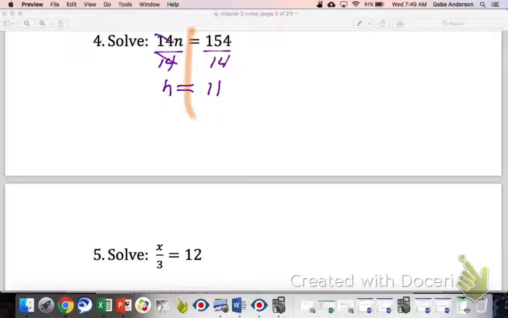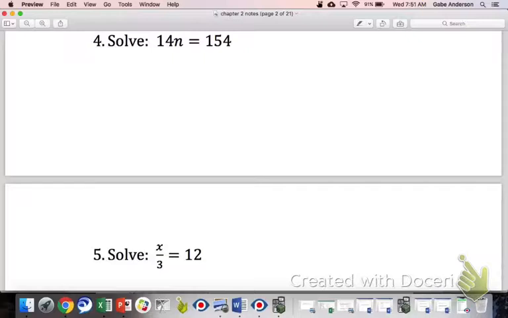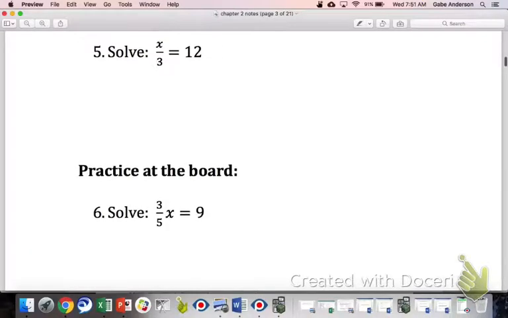This is that property of equality, right? You are allowed to divide both sides by 14. I need to see that. Okay, so make sure you show that. Do you guys have any questions about that one? Okay. Anybody? Okay, so then number 5, similar, says x over 3 is equal to 12.